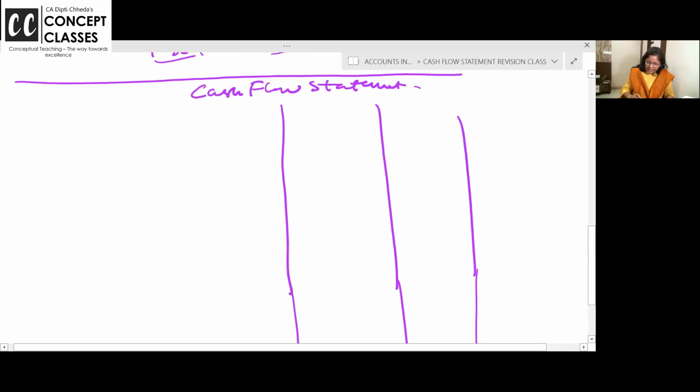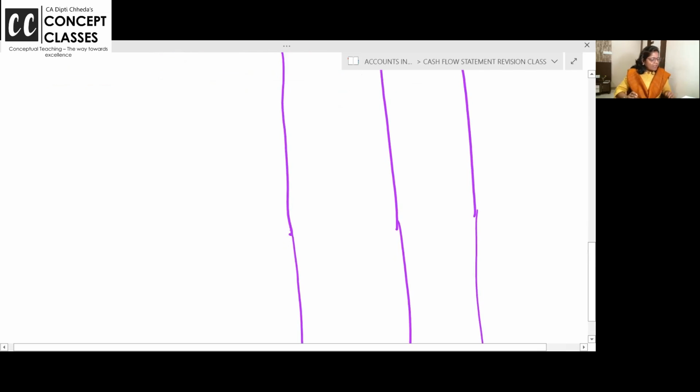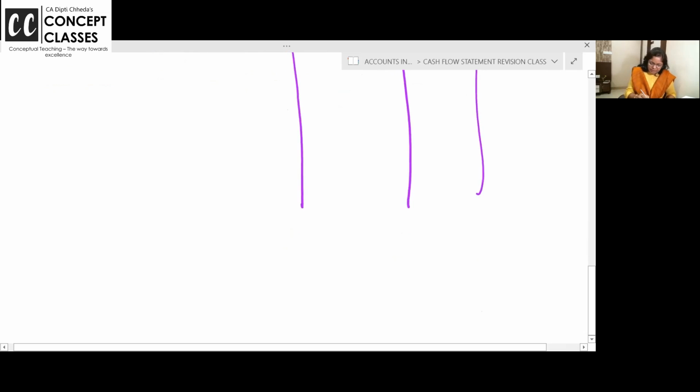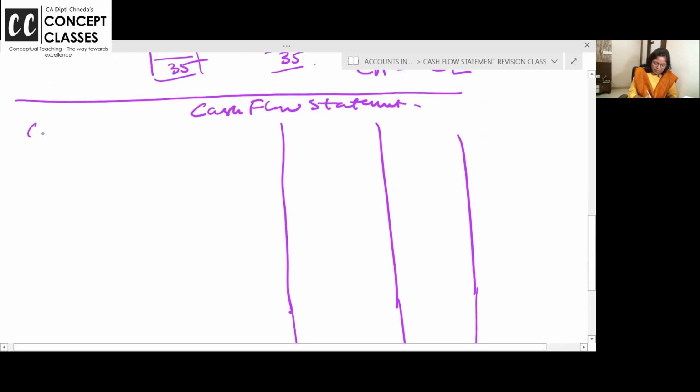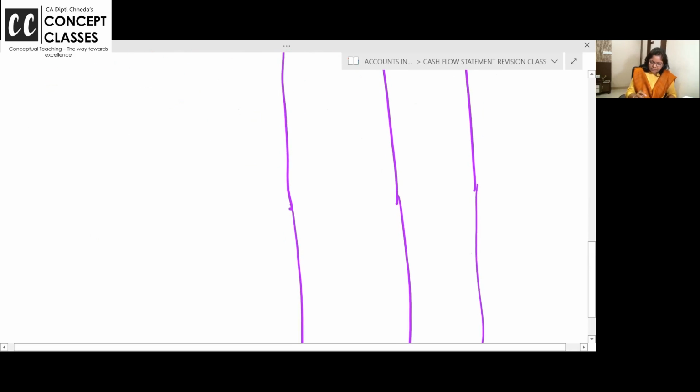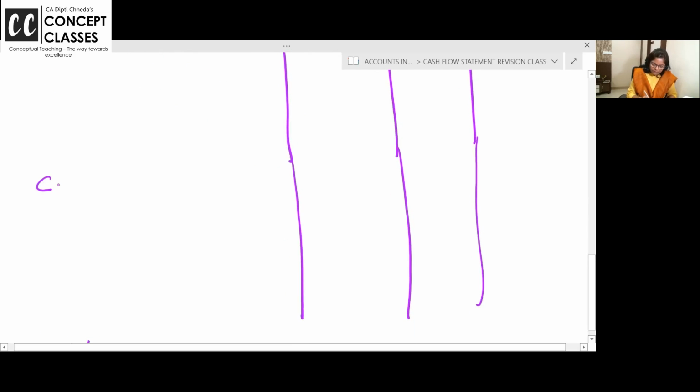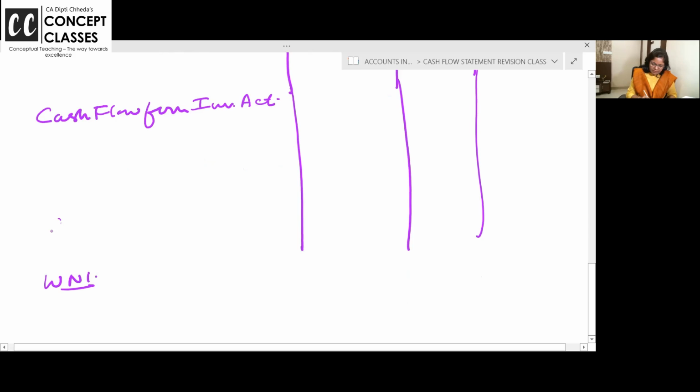Problem number 13. कैसे read करना है? You can start with liability side or you can start with asset side and take the adjustments in the working note 1. See, 1 full page you draw cash flow statement. Write down cash flow from operating activities. 8 से 10 लाइन छोड़ दो. Cash flow from investing activity. Next is cash flow from financing activity.